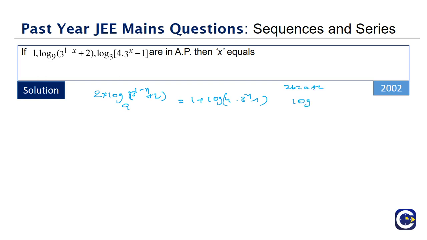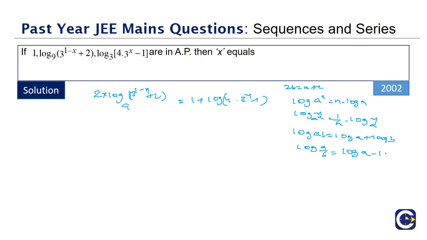Now you know logarithm formulas. Log a power n is equal to n into log a. Log base a^n of x is equal to 1 by n log x base a. Log ab is equal to log a plus log b, and log a by b is equal to log a minus log b. So we use these formulas here, and log a base a is equal to 1.